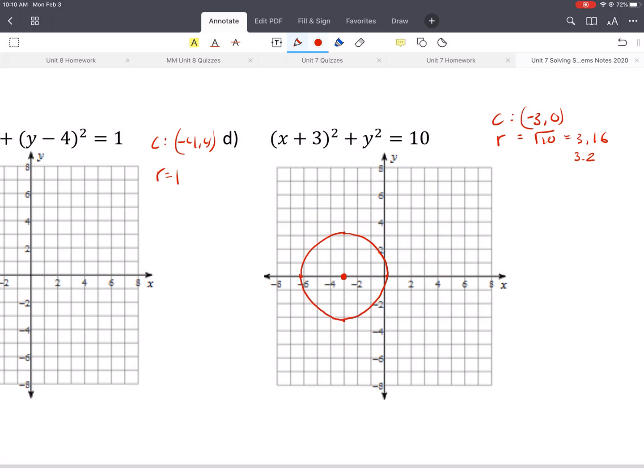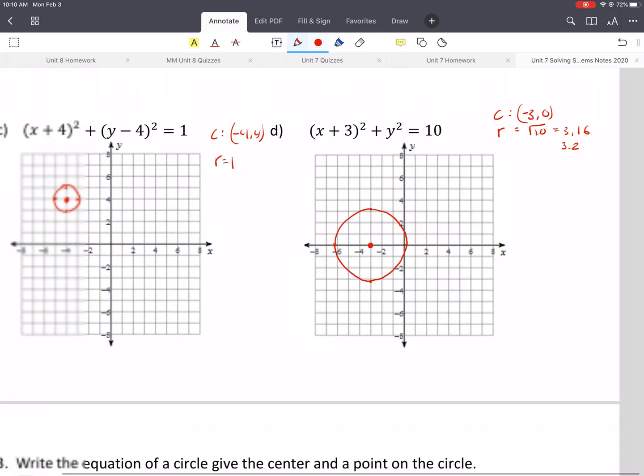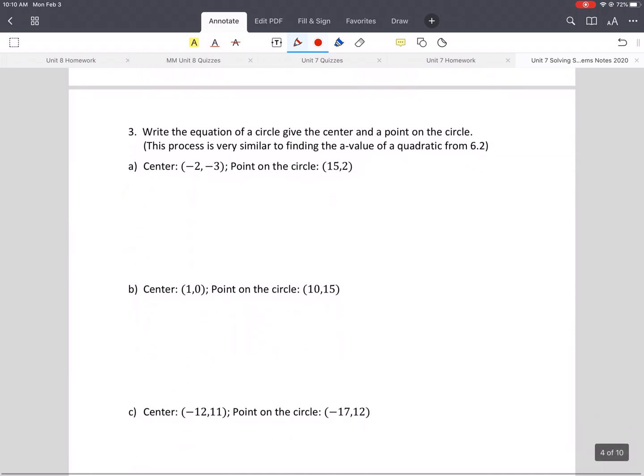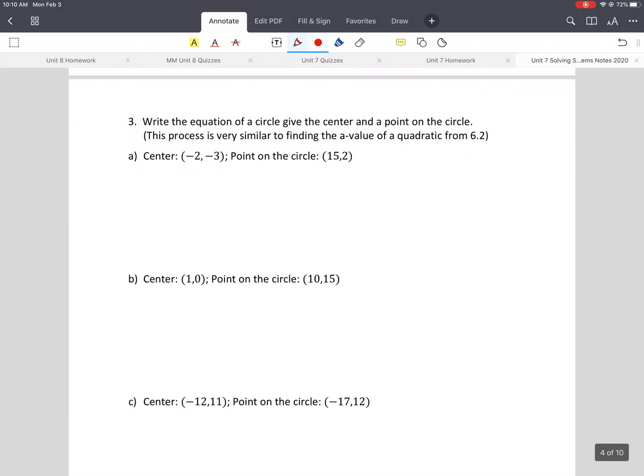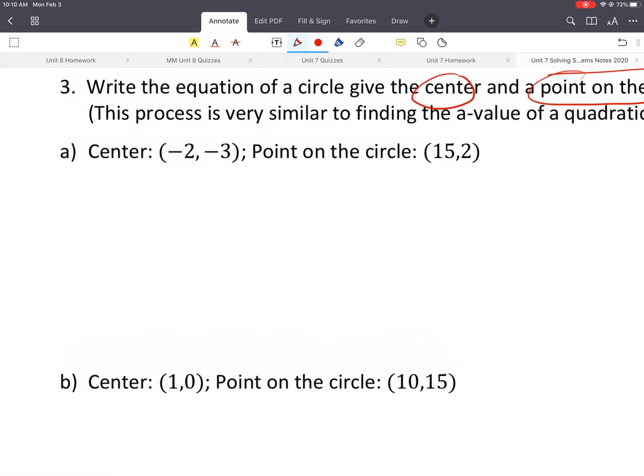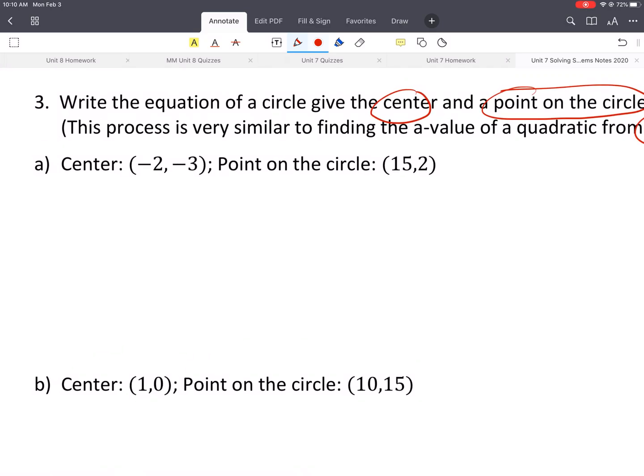Something like that will be fantastic. Okay? All right, and last but not least, it says, write the equation of a circle given the center and a point on the circle. This process is very similar to finding the a value of a quadratic in 6.2. So it's basically the same thing.